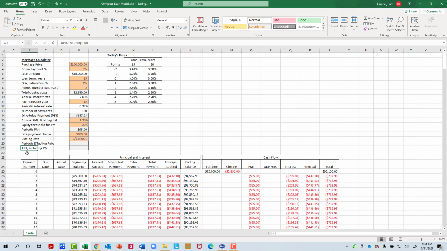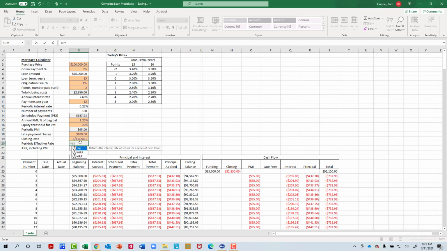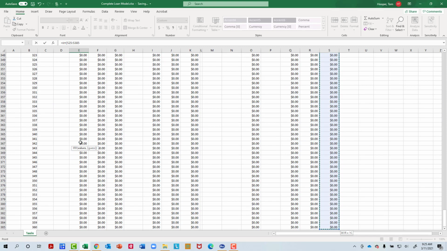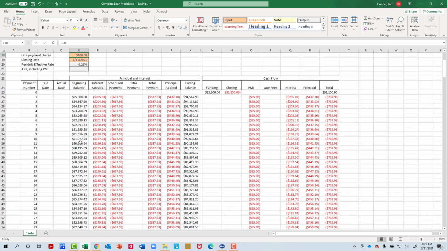So when we talk about an annual percentage rate, it's including the mortgage insurance and any late fees that we add here in a moment. So let's get to that number. How do we get to that? Well, first we have to calculate the periodic interest rate of these cash flows. That's easy. That's the internal rate of return function. Internal rate of return function doesn't care what the periods are. It just tells you what the periodic discount rate would need to be to make the NPV zero.